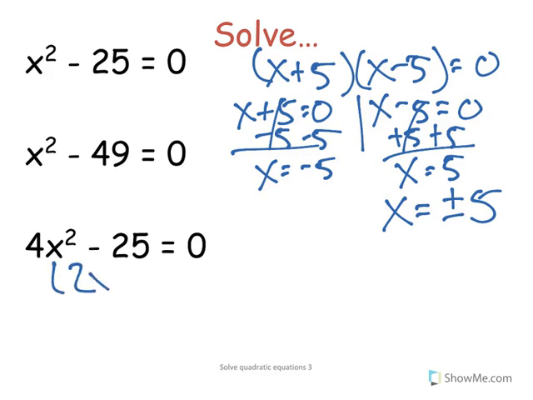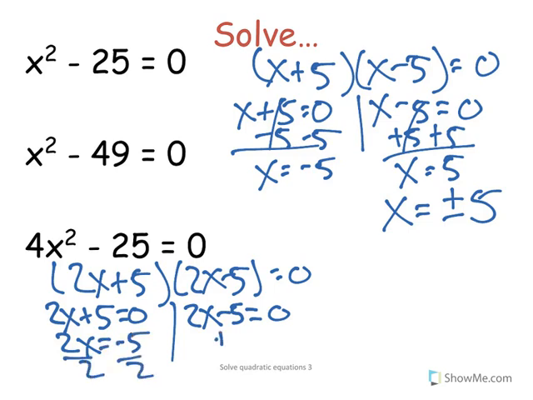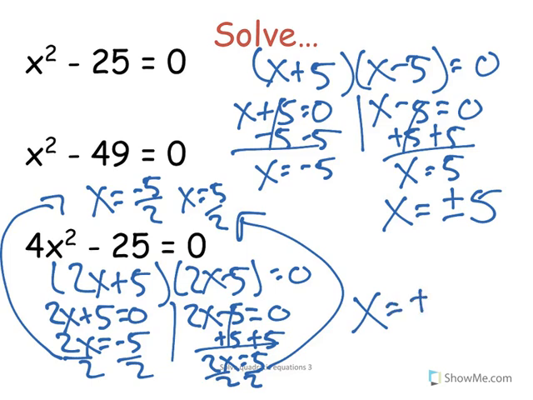And for this one, we did 2x plus 5, 2x minus 5. So we end up with 2x plus 5 is 0, and 2x minus 5 is 0. I'm just going to cut out some of the steps to save some space here. My first solution, we get x is negative 5 halves. And my second one, we get x is equal to 5 halves. So my solution would be x is equal to plus or minus 5 halves.